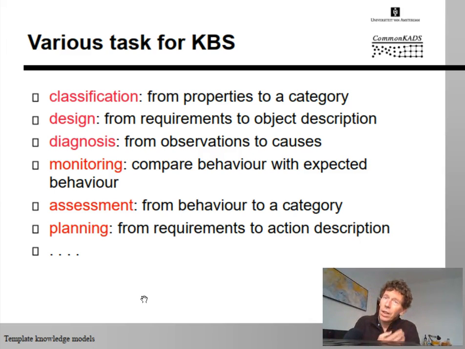Here is a list of the different tasks which are supported by the different templates. So one typical task is classification, where we are being given a set of properties and we want to choose a category. So we want to classify, say, products into luxury products or essential products and so on. So we're given a set of properties and we want to classify. Design is where we are being given a set of requirements. So we want a car that is fuel efficient and can drive so many miles and can take so many passengers and so on. And from these requirements we want to design an object.